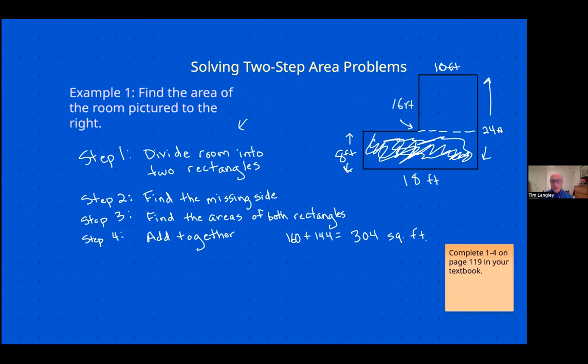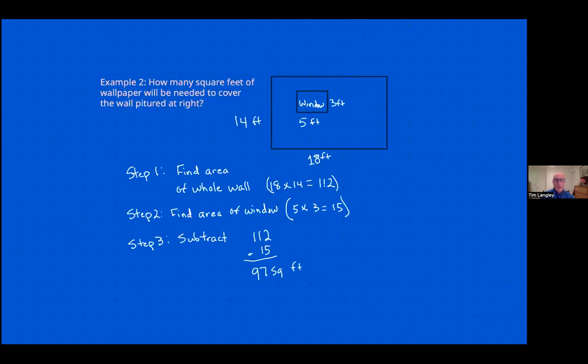I want you to do problems 1 through 4 on page 119 of your textbook before we jump into the next slide. All right, let's take a look at another problem. You can freeze the screen and then proceed.